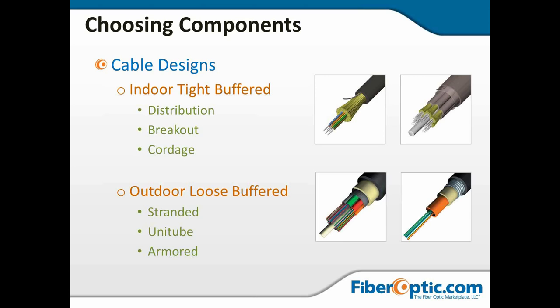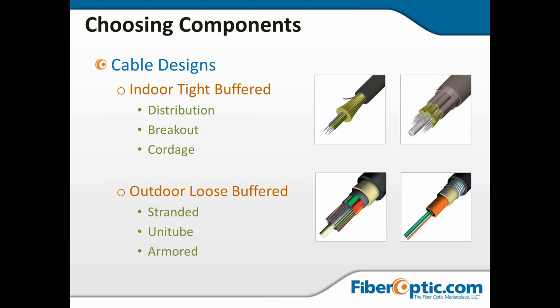Now I'm going to jump to the bottom of that and talk about cordage. Cords are just one individual tight buffered fiber with aramid yarn and a jacket. And the reason I jump to the bottom is when we talk about breakout cable, which is the picture on the upper right-hand side, if that looks like a bunch of individual patch cords all bundled together with a strength member and an outer jacket, you would be correct.